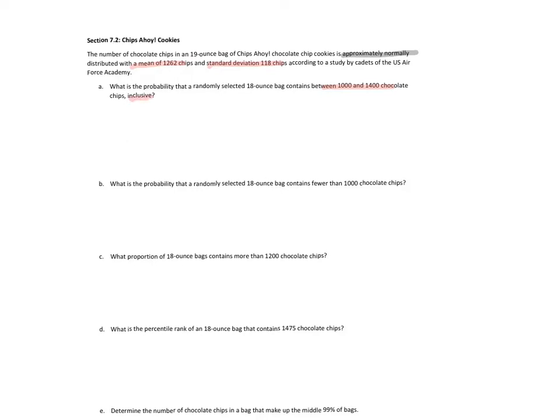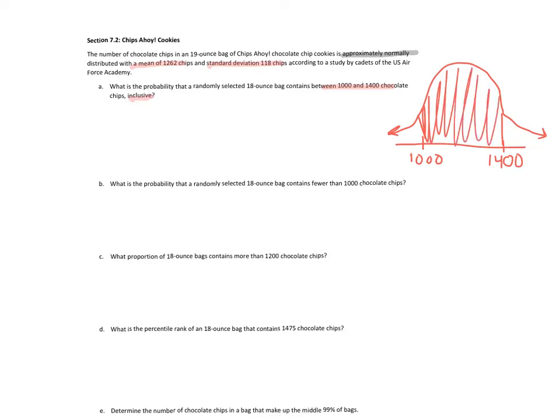Okay, so we can draw a quick picture of what's going on. Really quick sketch. I won't worry about the mean or the standard deviation or inflection points. But we have 1,000 here and 1,400 here. And again, probability is area. Probability is area. So we have to find the area between these two values, and then that area will be the probability.